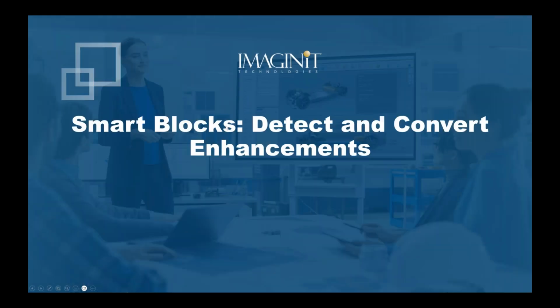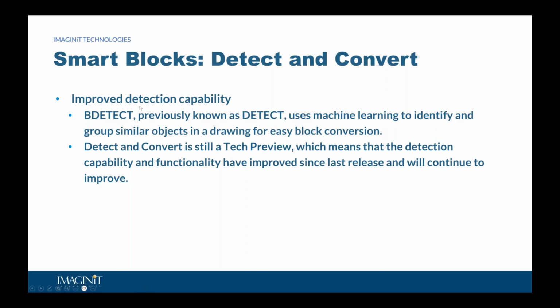Now we're going to get to Smart Blocks Detect and Convert enhancements. So Autodesk has improved detection capability. BDetect is now the command previously known as detect. It uses machine learning to identify and group similar objects in a drawing for easy block conversion. Detect and Convert is still a tech preview, which means that the detection capability and functionality have improved since the last release and will continue to improve. That doesn't necessarily mean that it's perfect, and it's not, but it's getting better.